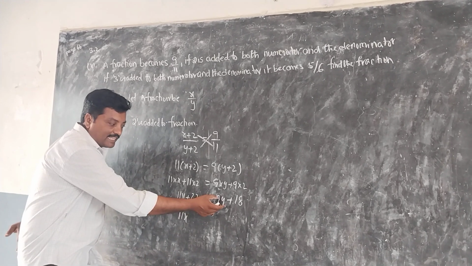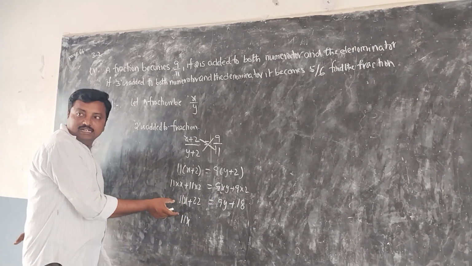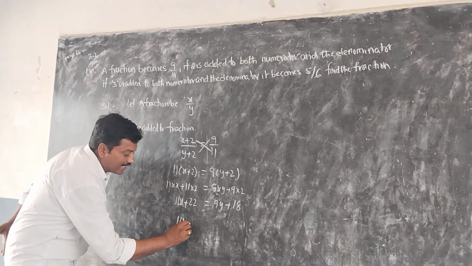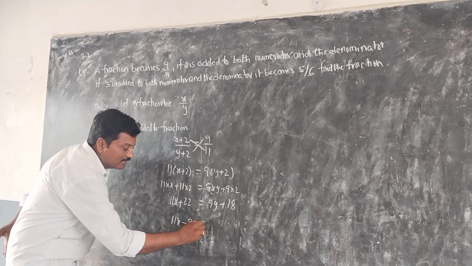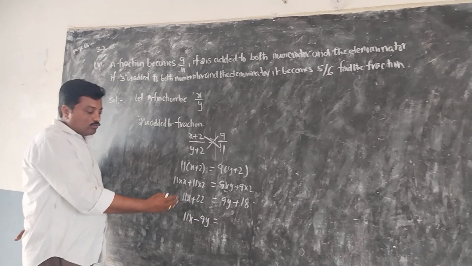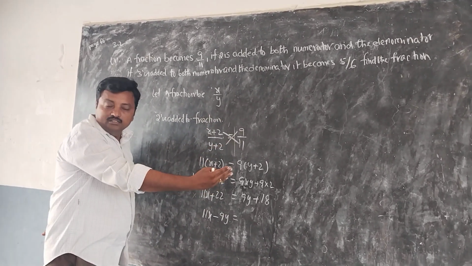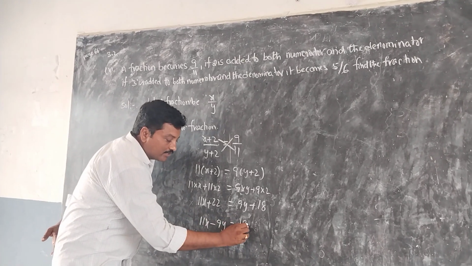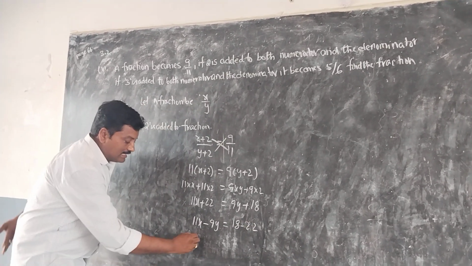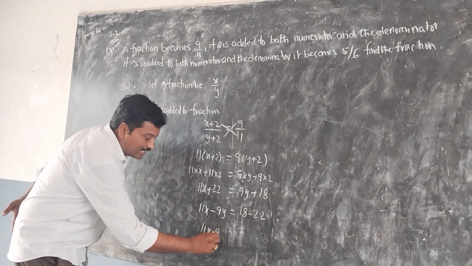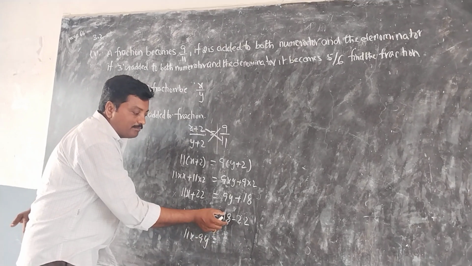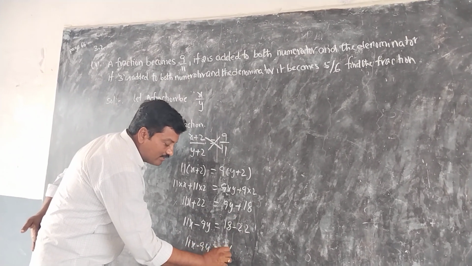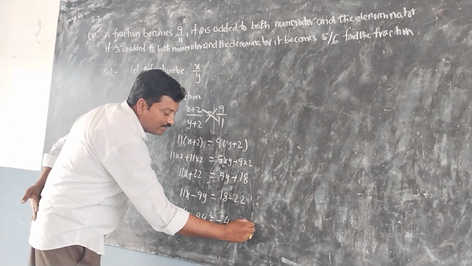11x plus 22 equal to 9y plus 18. Transpose 9y to the LHS, so minus 9y. Also transpose plus 22 to the right hand side, so minus 22. So 18 minus 22. 11x minus 9y equal to 18 minus 22, which is minus 4. It is equation 1.